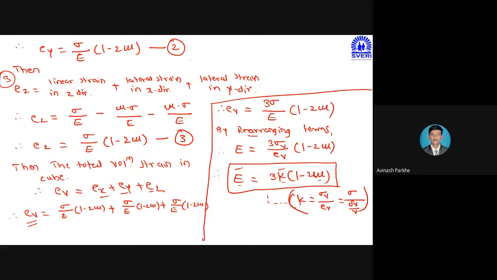Very simple derivation. We only have to derive equation 1, 2, 3. We have to make the addition, and then rearrange the terms, and then you will get the final answer. It is very simple to calculate epsilon x, epsilon y, and epsilon z.